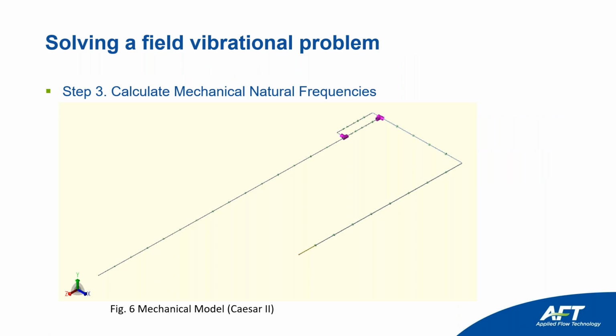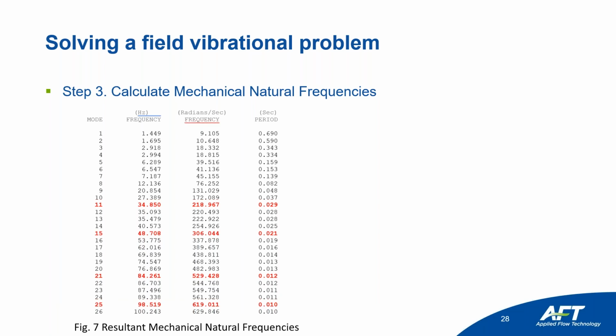Step 3. We calculate the mechanical natural frequencies. In this case, we use Caesar II. We did a modal analysis. From the modal analysis, we see that mechanical natural frequencies of 33, 34, 48, 84, and 98 are present and coincide with the ones measured in the field.